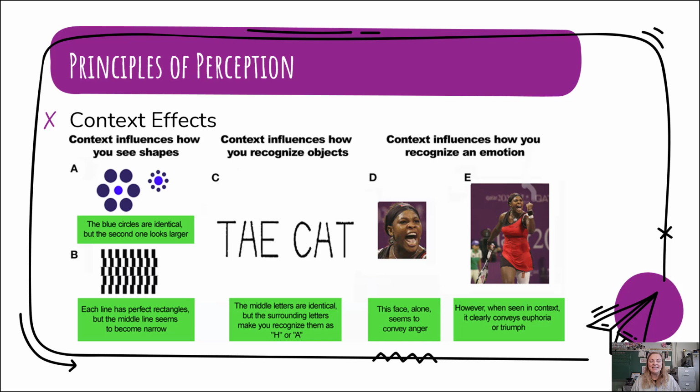And then finally, context can influence how we recognize emotion. In letter D, you just see the face itself. And this face alone of Serena Williams might seem to convey anger. However, when you see the context of the situation, you clearly see that she is happy, excited, triumphant because she just won a match. This is an example of how context can influence our perception of different ideas.